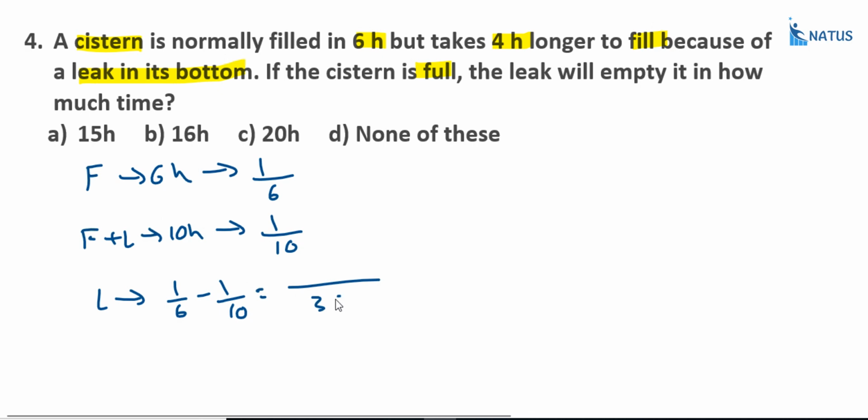And what is the LCM? That is equal to 30. This is 5 minus 3, that is equal to 2 by 30, that is equal to 1 by 15. So we take the reciprocal of this number. That is equal to 15 hours. Option A is the correct answer.